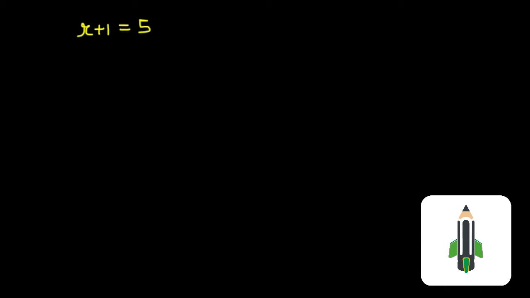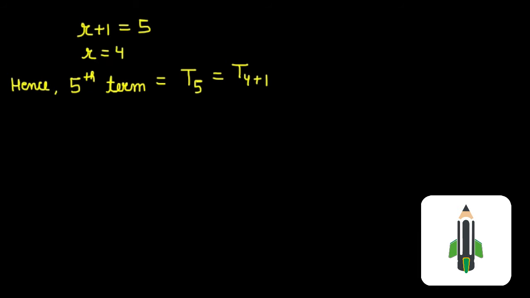Now r + 1 is 5, so the value of r is equal to 4. Hence the fifth term is T5, and it can be written as T(4+1). So T5 is equal to 17C4 a raised to the power 17 − 4, (2x³) raised to the power 4.